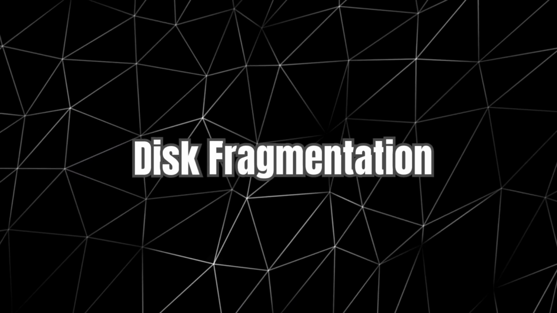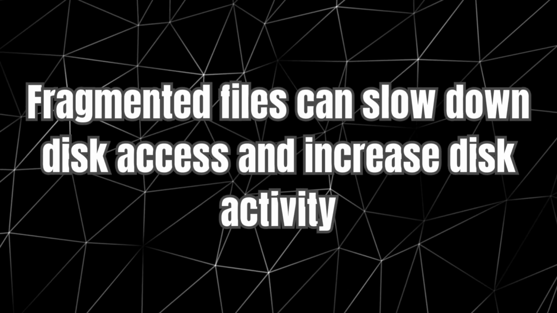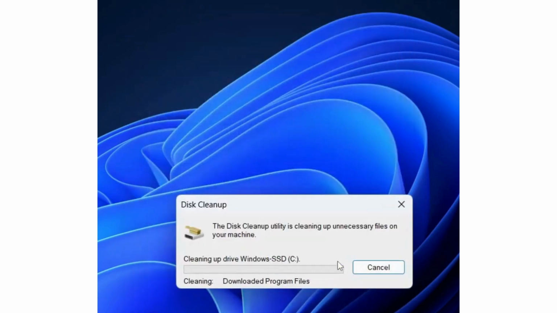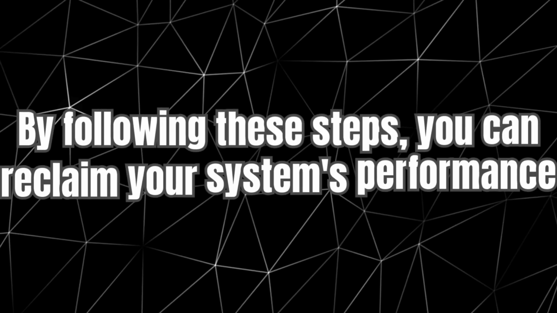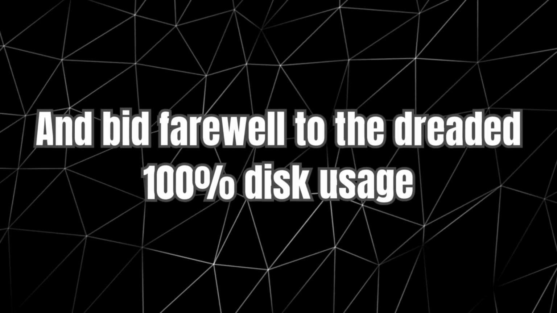Step 5. Disk fragmentation. Fragmented files can slow down disk access and increase disk activity. Regularly use Disk Cleanup to remove unnecessary files. By following these steps, you can reclaim your system's performance and bid farewell to the dreaded 100% disk usage.